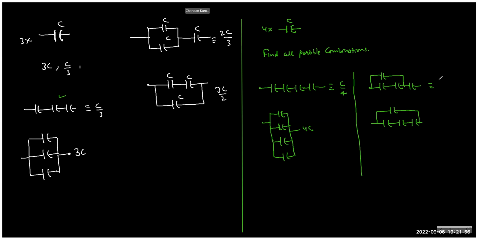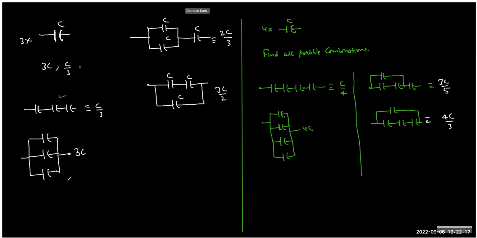Ready? This one? C by 3 and C, which is 4C by 3. Sorry, my bad. C by 3 and C, yeah, 4C by 3, correct. Okay, so taking this, we can create this.